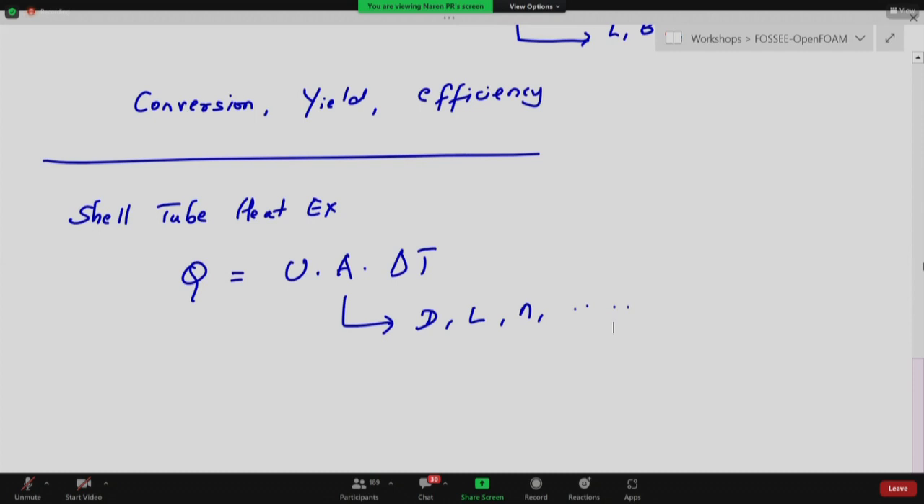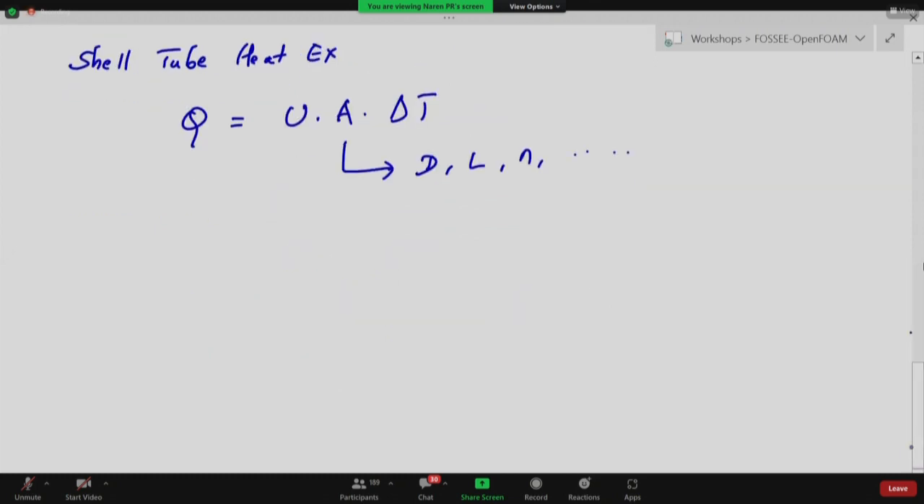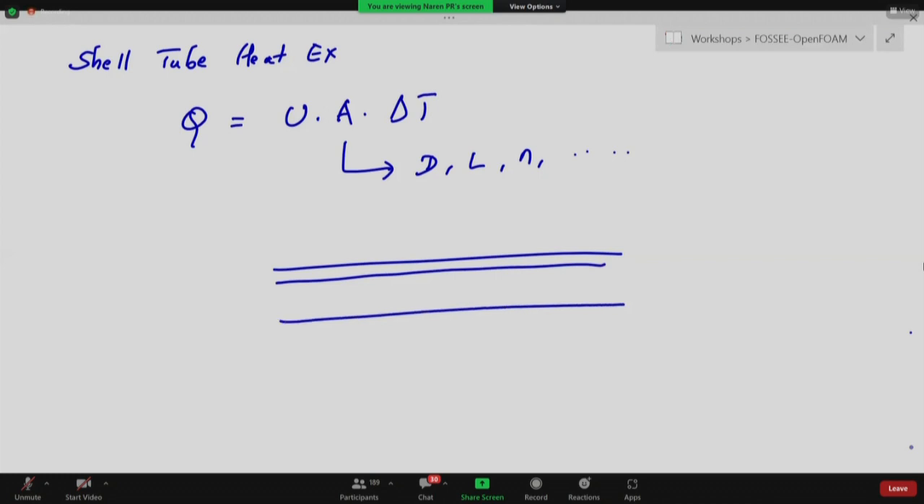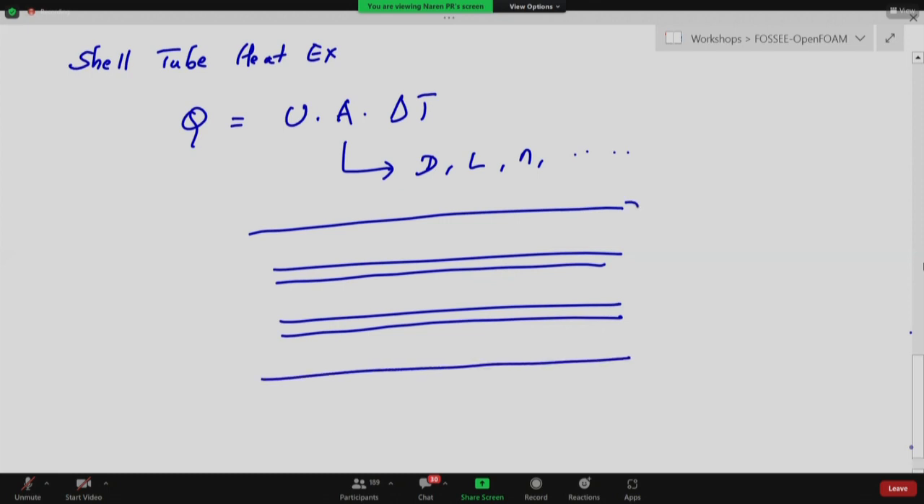But now the question is not that. One assumption that we make in shell and tube, say, for example, if these are two tubes, I'm just taking two tubes in a shell. I'm not at all drawing the other parts. I'm just making it a very gross diagram.